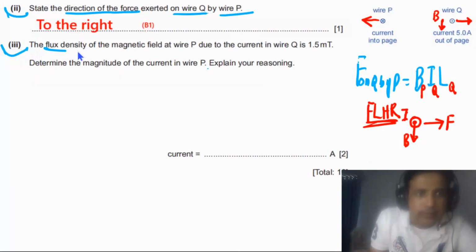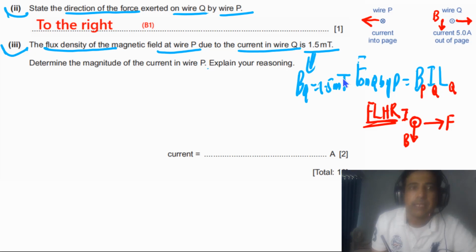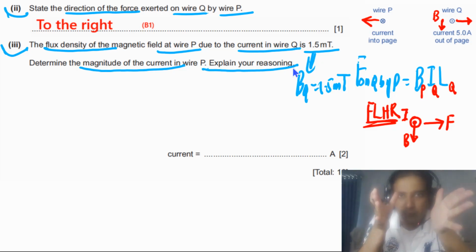The third part says the flux density of the magnetic field at wire P due to current in wire Q is 1.5 millitesla. It simply means that we have BQ, and BQ is equal to 1.5 millitesla. For this question, we need to determine the magnitude of current in wire P, and also we need to explain reasoning.